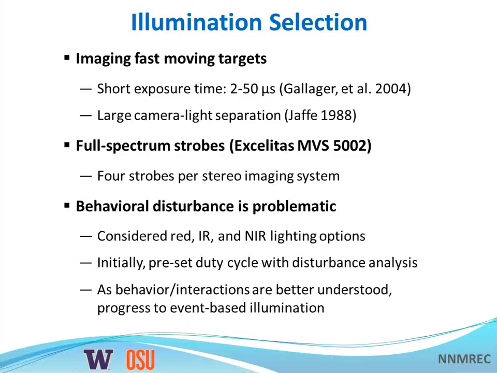We're using full-spectrum strobes for this project, with 4 strobes per stereo imaging system. The reason we're using strobes is that the exposure times we're talking about to achieve good contrast with limited blur are too fast for a mechanical shutter, so it has to be a strobed illumination system to get the clarity of image required. The behavioral disturbance associated with the strobes is certainly one of the most problematic aspects of using this sort of an imaging system.